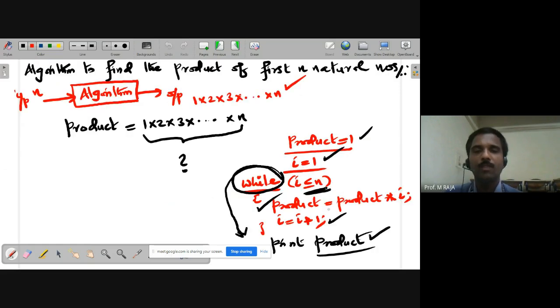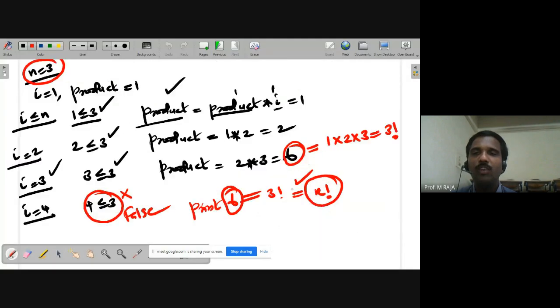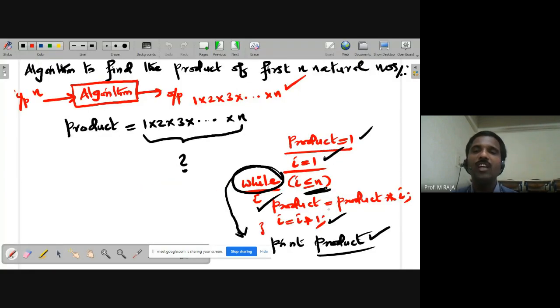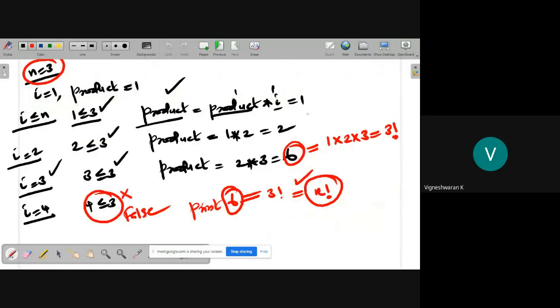Understand the logic? How we are obtaining the product of first n natural numbers. So this can be written using the flowchart first. I draw the flowchart. 2 initializers are required. Product is 1. I is equal to 1. Next page.